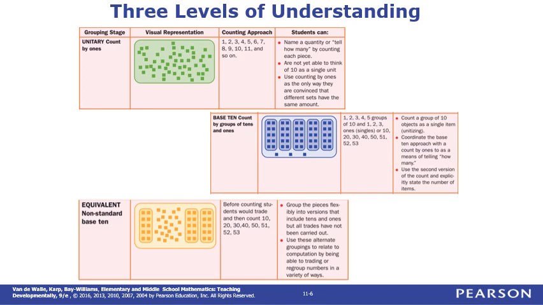And then we go on to our last stage, which is the equivalent stage and the non-standard base 10. In this stage, students are able to group the pieces flexibly into versions that include tens and ones, but all trades have not been carried out. In this stage, they use alternate groupings to relate to computation by being able to trade or regroup numbers in a variety of ways. So I think the key here and the main difference between that second stage and this last stage is the idea of being able to group the items flexibly.